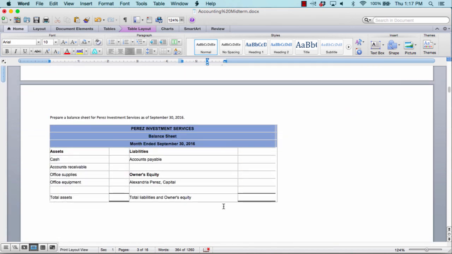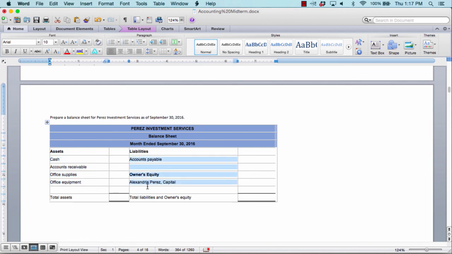Then it's also asking you within this problem to prepare a balance sheet for Perez Investment Services as of September 30th. For this one as well, go back to your textbook to look at an example of a balance sheet to see what it looks like. I'm giving you the categories right now. They're right here. You just have to come up with the values.